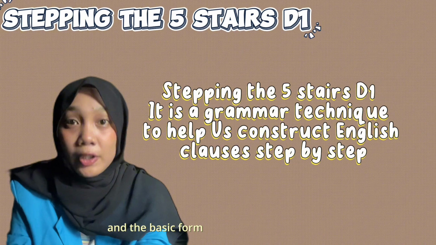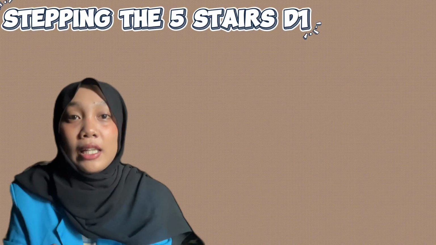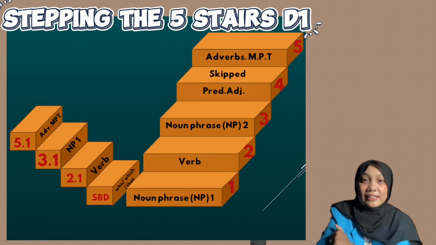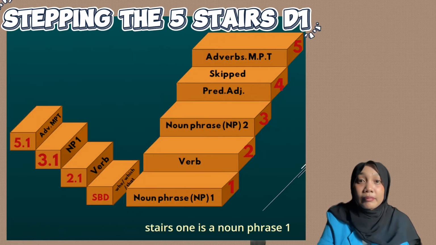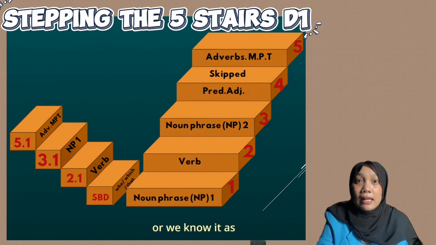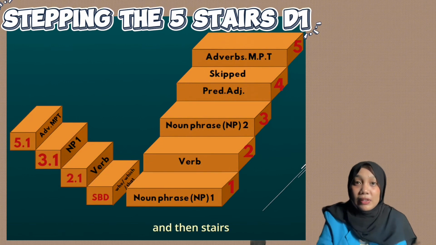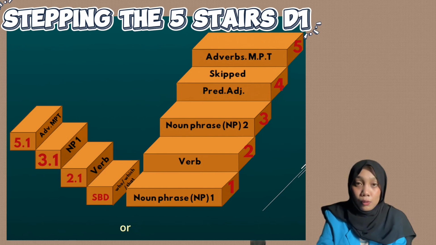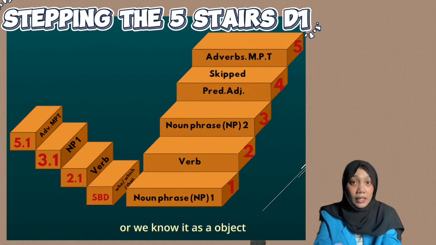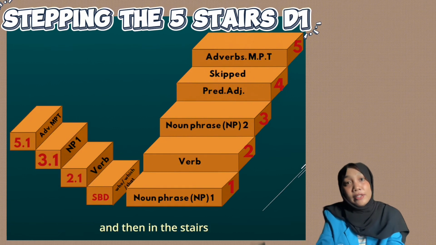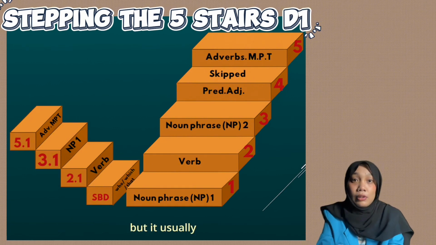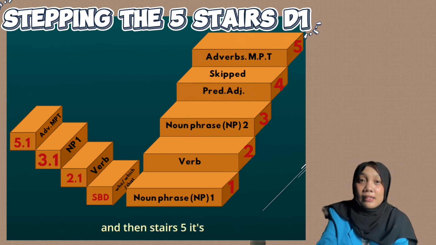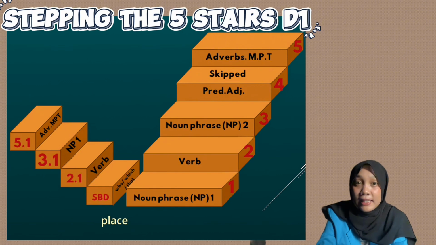And the basic form, like I explained before, has 5 parts or stairs and looks like this. Stair 1 is a noun phrase 1, or we know it as a subject. And then stair 2 is a verb. And then stair 3 is a noun phrase 2, or we know it as an object in a sentence. And then stair 4 is a predicate adjective, but it is usually skipped. And then stair 5 is an adverb of manner, place, or time.